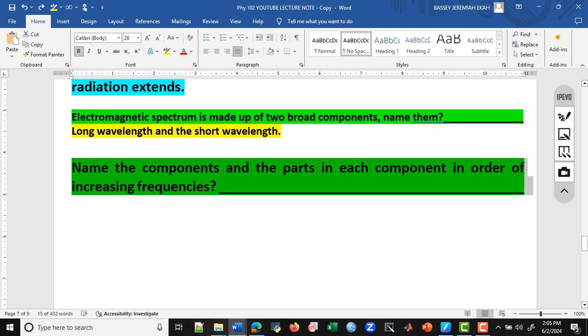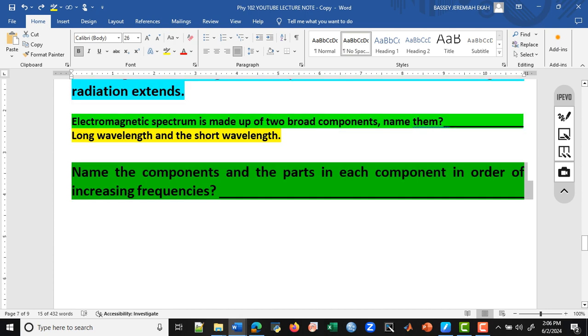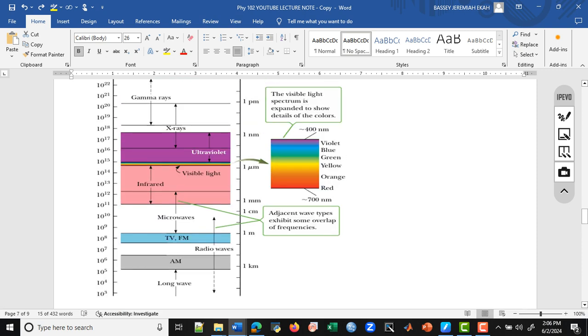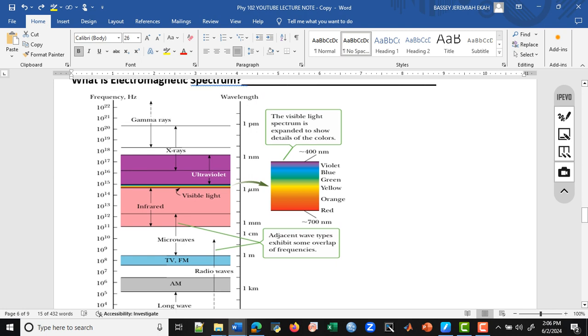Name the components. We have already named the components and parts in each component in order of increasing frequency. Okay, so the question, you have to first of all think of it. What are the components, the long wavelength and the short wavelength, and the parts in each component? Now, there is a clause here, in order of increasing frequency. So you don't have to name the members of the electromagnetic spectrum carelessly. You have to name them in order of increasing frequency.